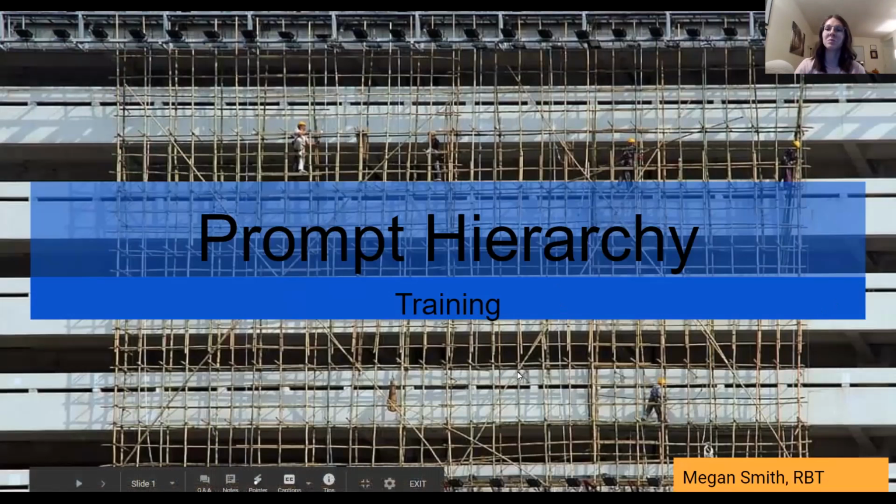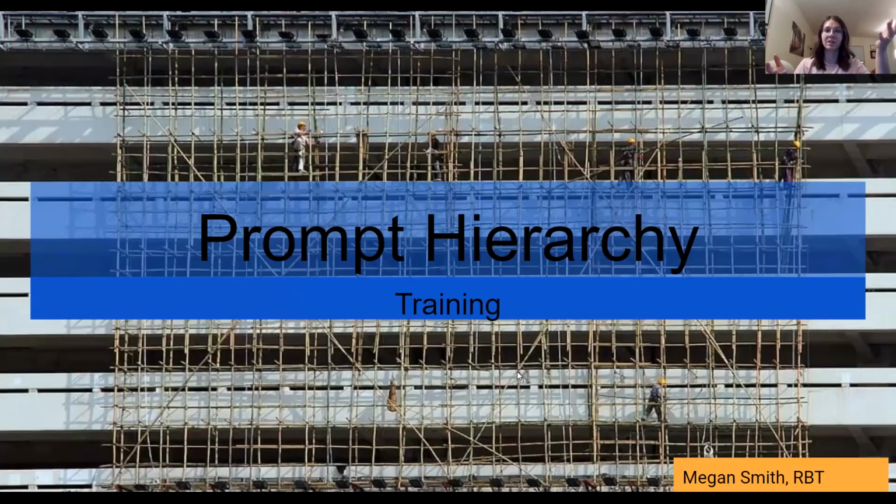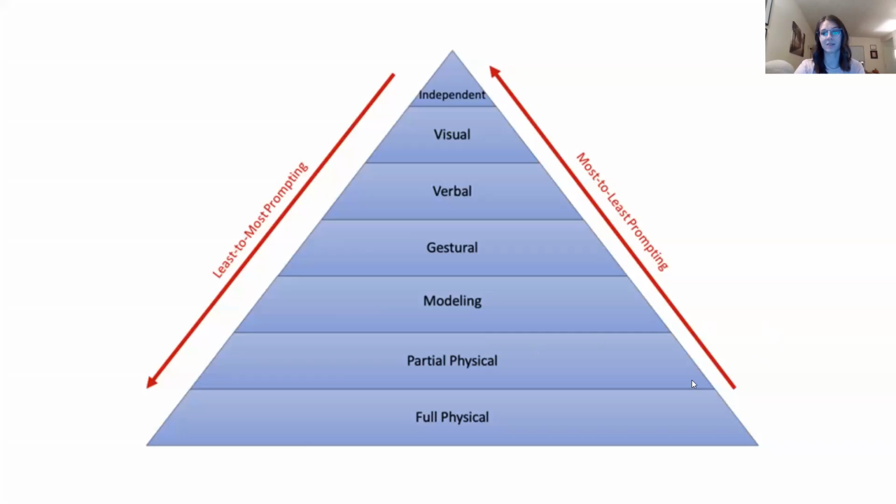So scaffolding makes it so that you can build a building or a structure, and then once you take that scaffolding away, it can stand on its own. And so the prompt hierarchy works the exact same way. We're going to prompt a student when they're learning a skill so that they can stand on their own eventually, and we can take the prompts away. I would say that's the main takeaway from today's training.